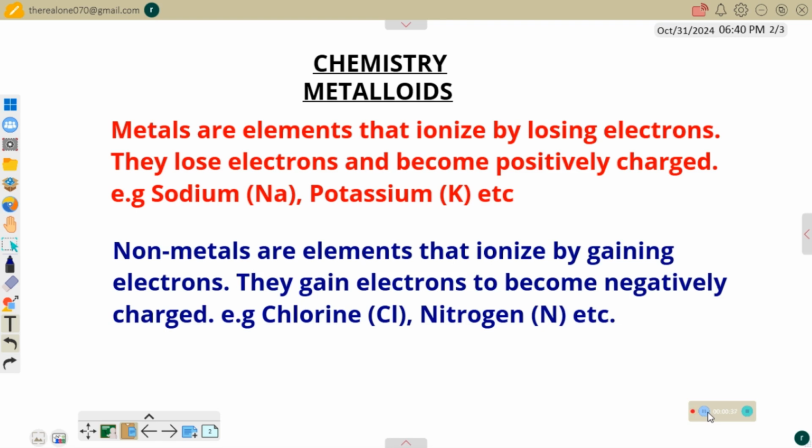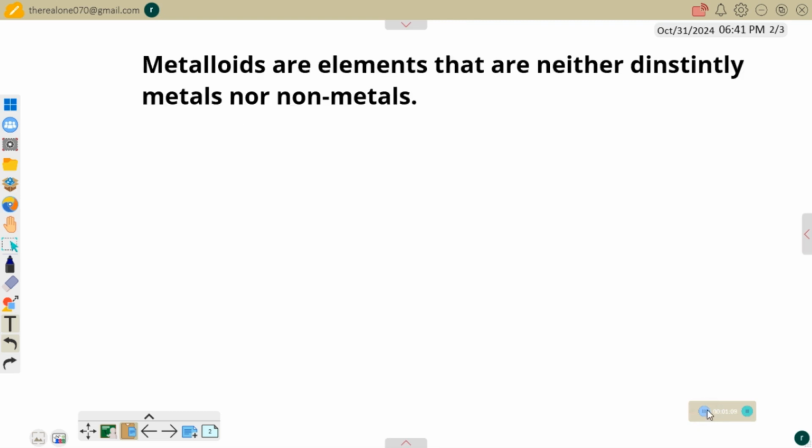Now, from the word metalloid, metalloid is in between metal and non-metal. It means they are neither metal nor non-metal. What do I mean? They are neither non-metal distinctively or metals distinctively. So it means their properties lie between the properties of metals and non-metals. It means their properties are intermediate between metals and non-metals. It means we cannot really call them metals and we can't really call them non-metals. So they share both the properties of metals and non-metals.